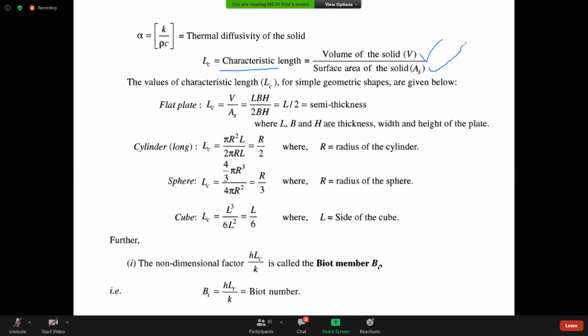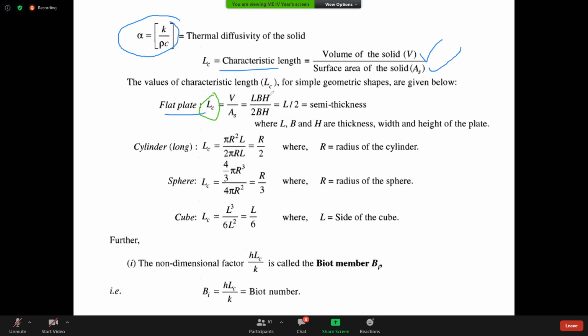Volume of the solid by surface area of the solid, that is characteristic length. Why that characteristic length? I'll come to that in 2 minutes. Before that, we can calculate the characteristic length of the plate. Alpha is equal to K by rho Cp, which we have already defined. Now we need to calculate the LC. LC is nothing but the characteristic length, which is the ratio of volume of the solid to the surface area.